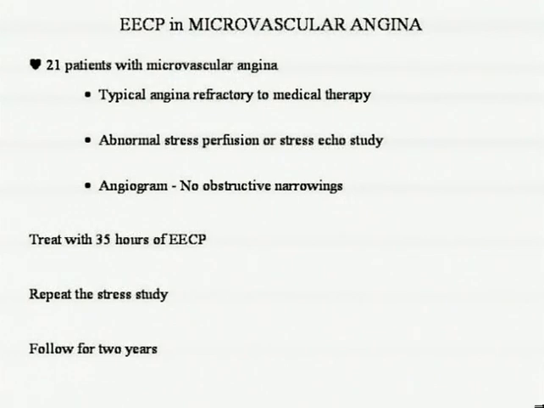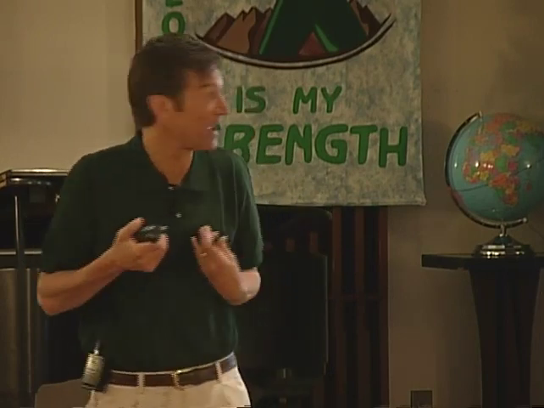ECP and microvascular angina. Here we're going to talk about nitric oxide. 21 patients with syndrome X, microvascular angina, typical angina refractory to medical therapy, abnormal stress studies, but their arteries look good. Their problem is they're not making nitric oxide. This is akin to having a migraine headache. The arteries are normal, the brain is normal, but the blood vessels dilate and constrict inappropriately. These patients can't make nitric oxide.